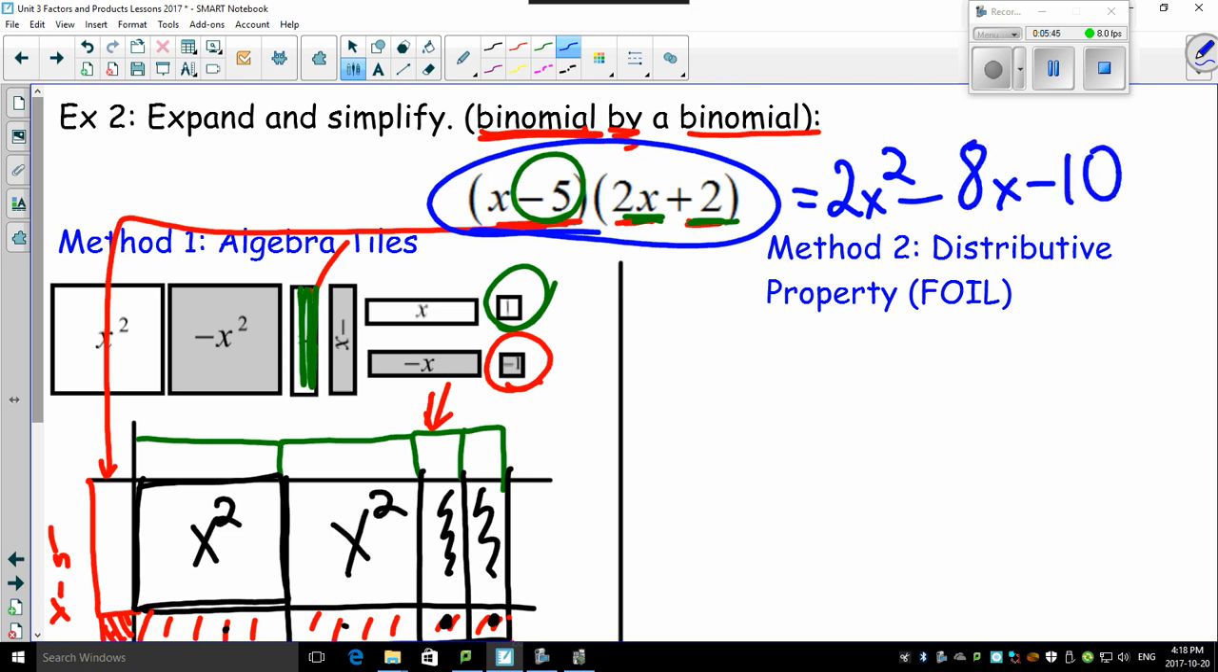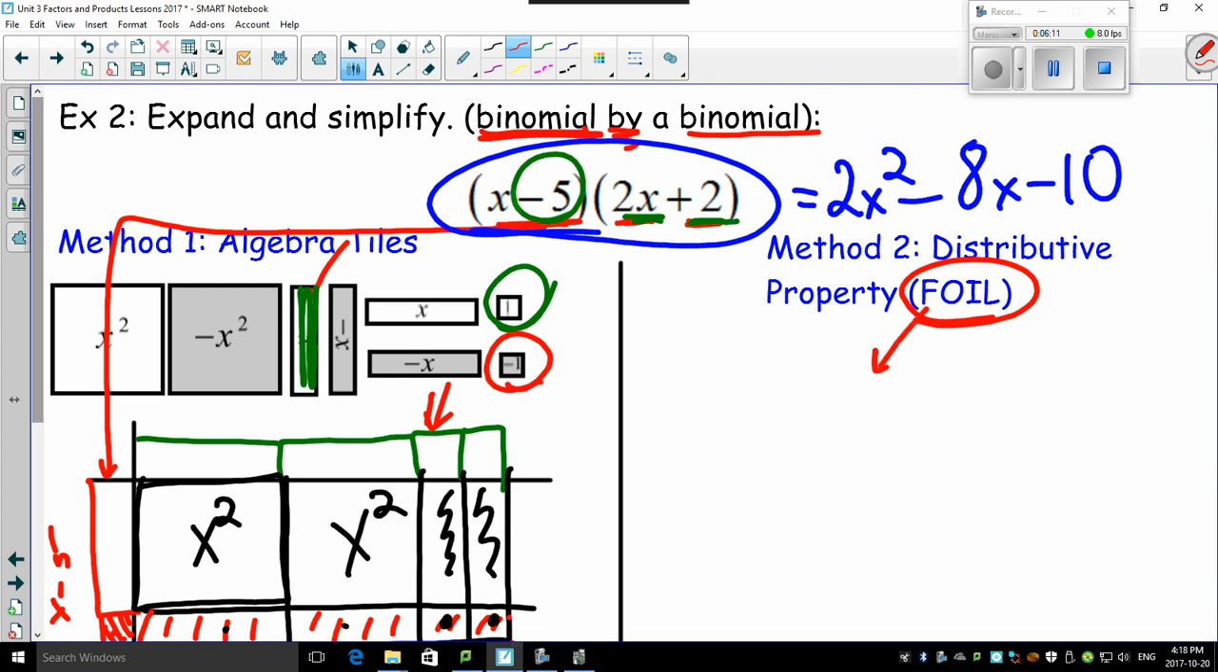Oh my goodness. Now, you're probably saying to yourself, trying out algebra tiles like this, that's kind of insane. That takes forever, doesn't it? Is there an easier way? Yes. A distributive property known as FOIL, which is really, really cool and incredibly powerful.